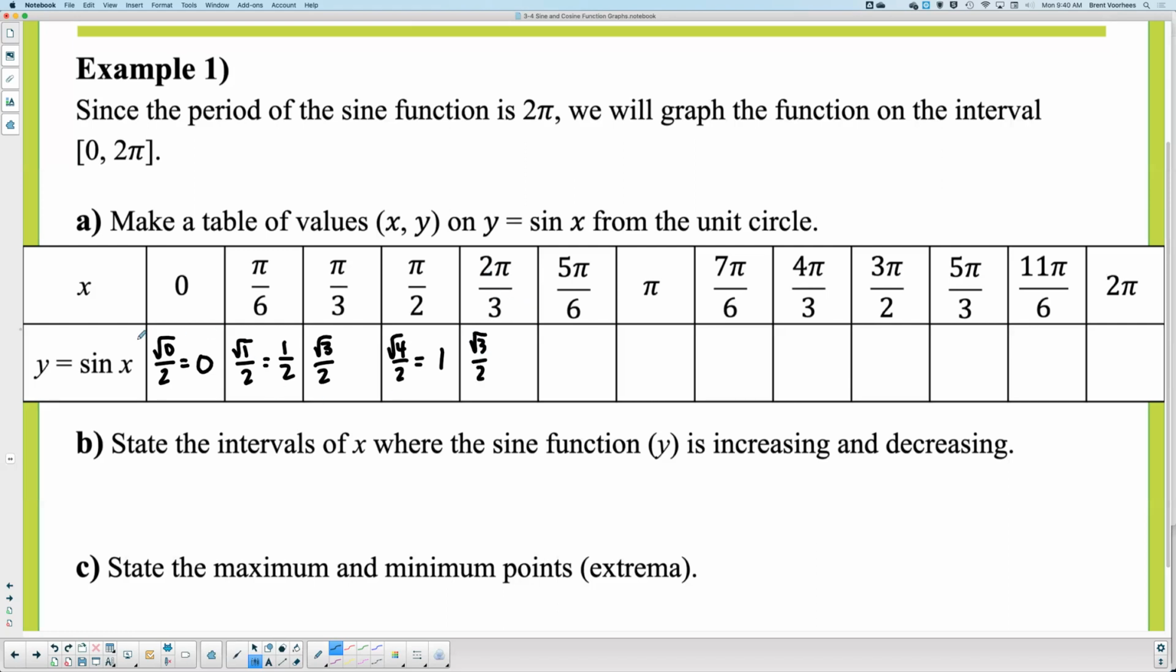And you should see the pattern. The values should count up to +1, then they should count down all the way to -1, and then back up. It just goes in that pattern. So this is square root of 3 over 2. Can that reduce? No. Okay. 5 pi over 6. Which finger would you use for 5 pi over 6? The ring finger. And since we're in the second quadrant, I didn't finish this thought.